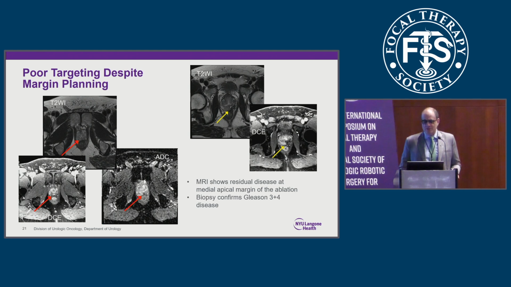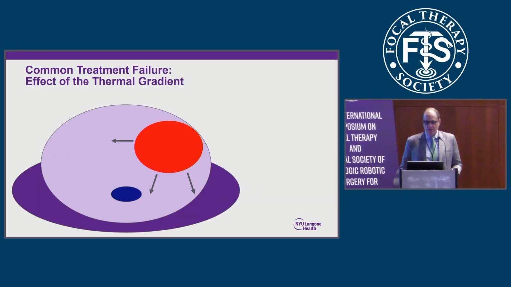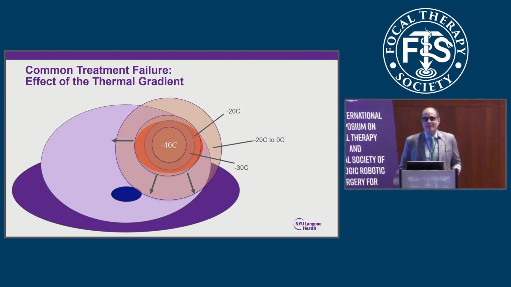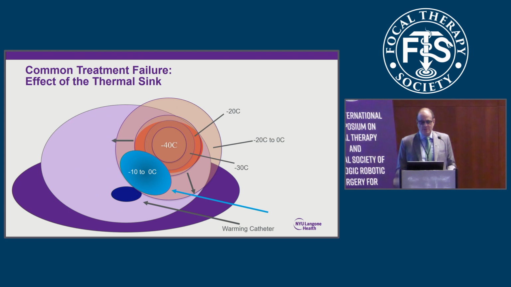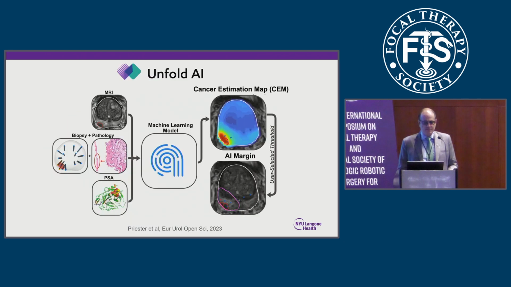So you really have to understand the imaging well yourself for intraoperative guidance. And the other things you have to think about are the effect of the thermal energy. Cryo in particular has a thermal gradient, and that's a source of margin failure. Similarly, there's a thermal sink if you have a warming catheter or if you have the bladder full of warm urine. These are places where you can suffer from margin failure.